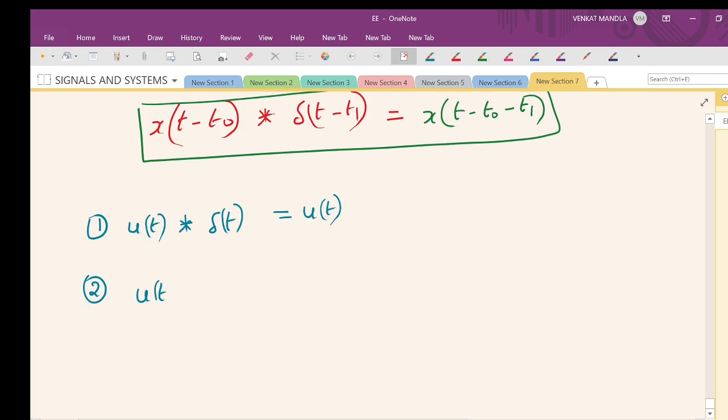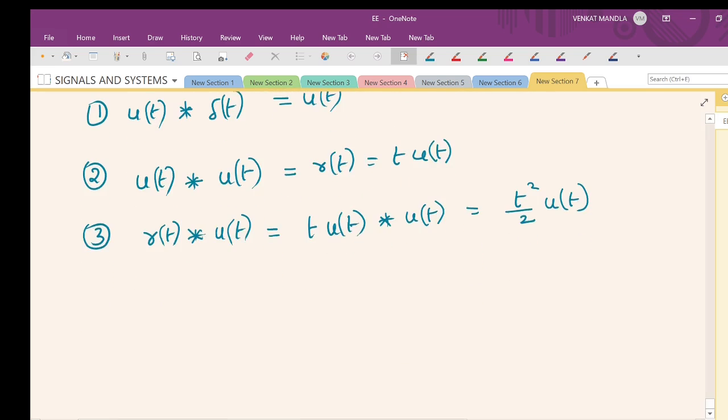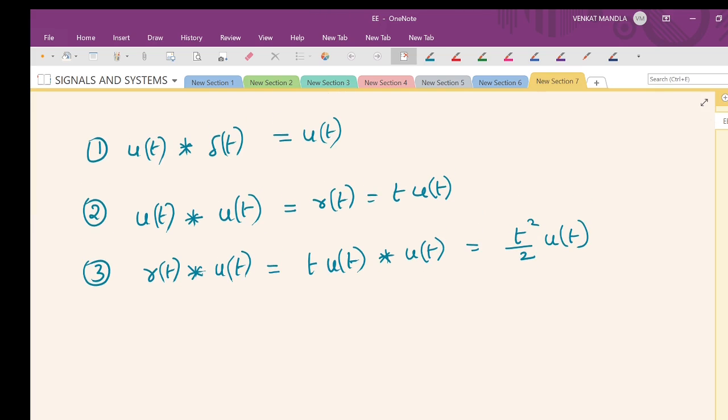Second, u of t convolution with u of t is r of t, which is t into u of t. Next, r of t convolution with u of t, where r of t is t u of t, convolution with u of t, gives t square by 2 u of t. These three results are important. The first one is from the property. The second one I will derive.